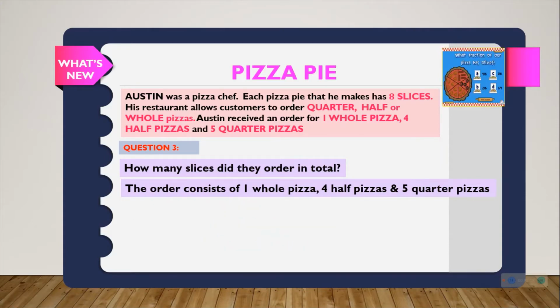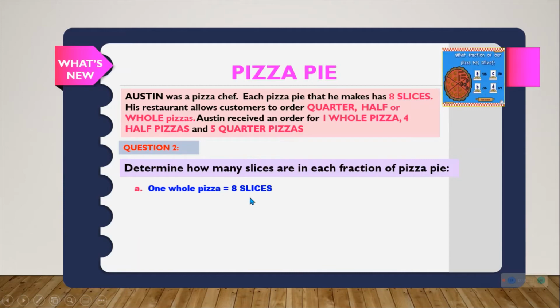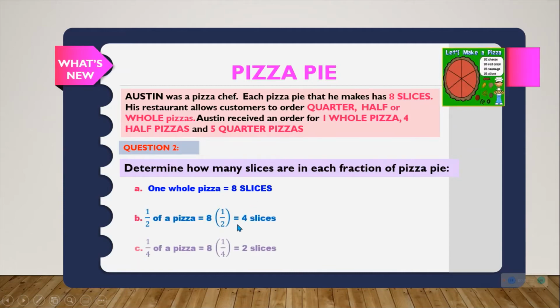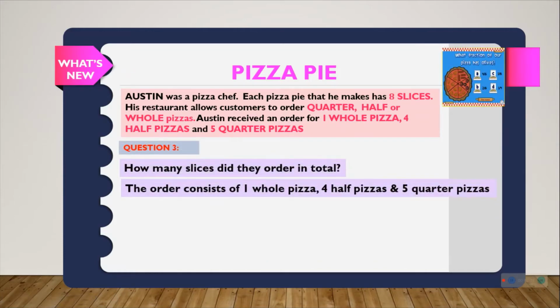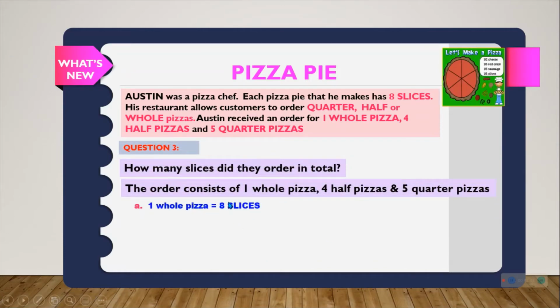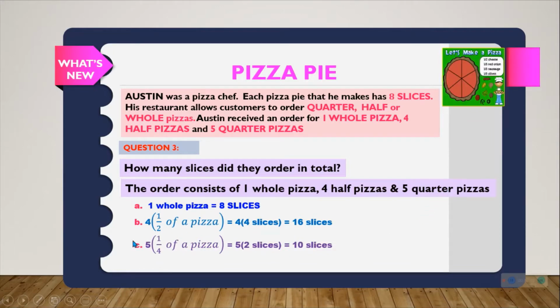Kung babalikan natin yung kanina, ito. So, pag whole, 8 slices. Pag half, 4 slices. Pag quarter, 2 slices. Kaya, ang nangyari sa number 3, isang whole, so, ibig sabihin, 8 ang slice. Tapos yung 4 half, ibig sabihin, 4 na tig-4 na slice. So, 16 na siya. Then, 5 na quarter, ibig sabihin, 5 na tig-2 slice.